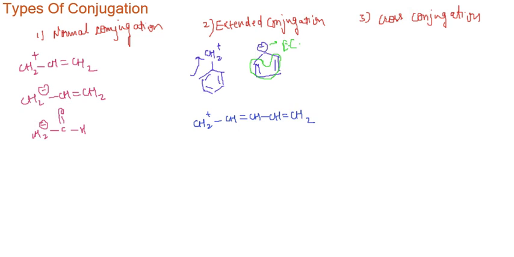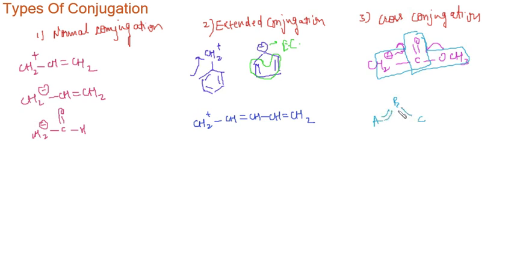Now if we talk about cross conjugation, in cross conjugation you have two different conjugations, like CH2 minus. Here, this is one conjugation where a negative charge is in conjugation with this bond, and this is another conjugation. If we have A, B, and C, then A is in conjugation with B, and C is also in conjugation with B.